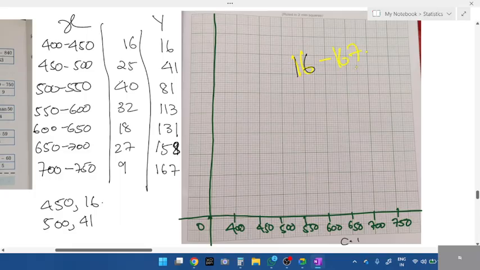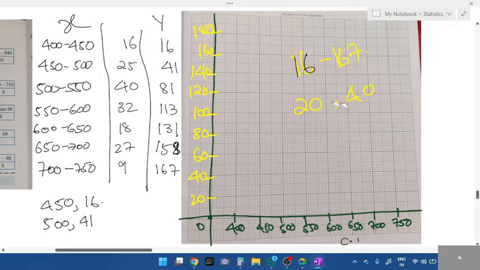167. What value will you take? Which time table shall we take? Shall we take 20 times table? Right? 20, 40, 60, 80, 100, 120, 140, 160, 180.